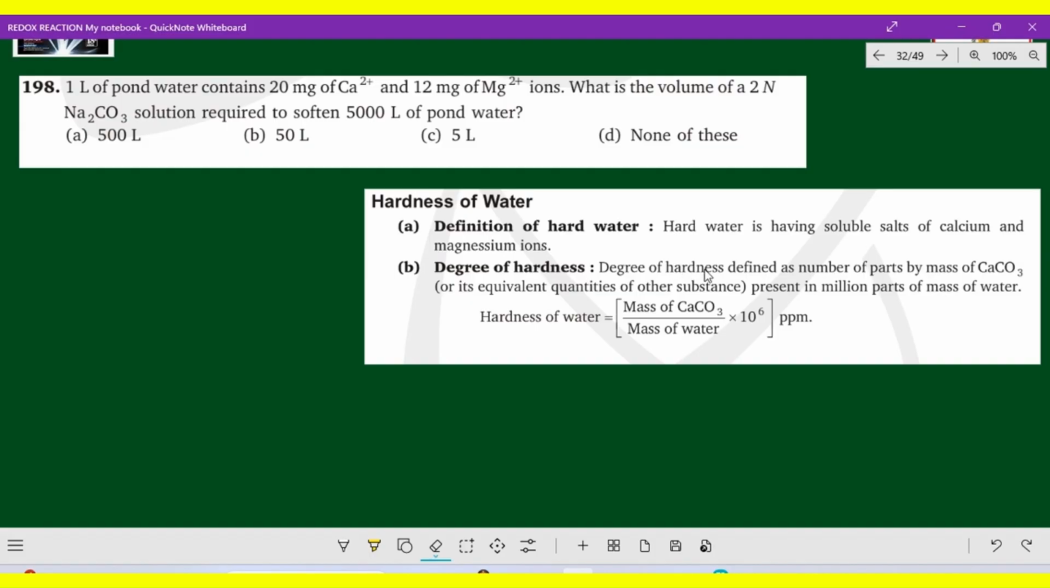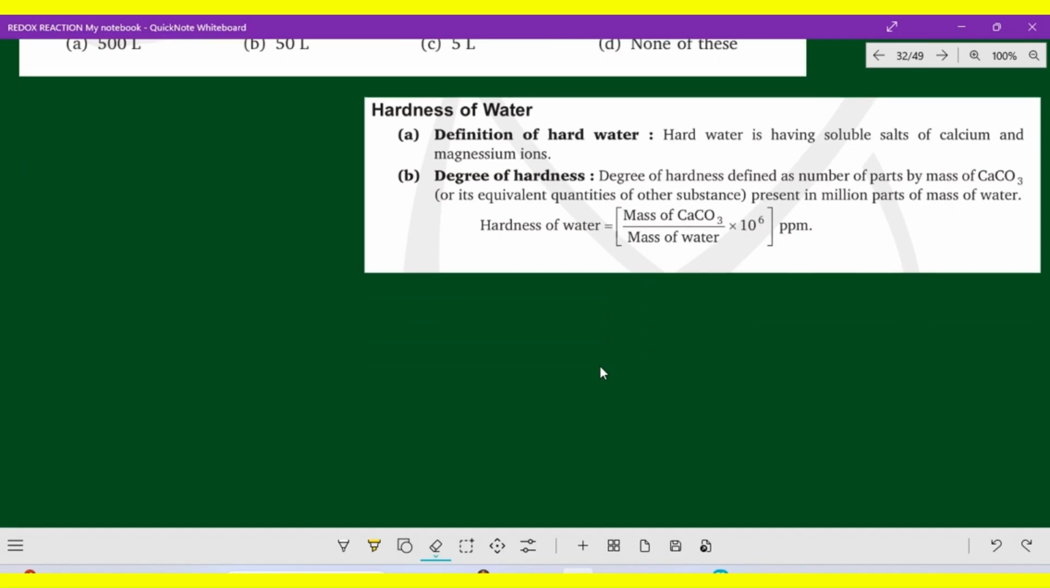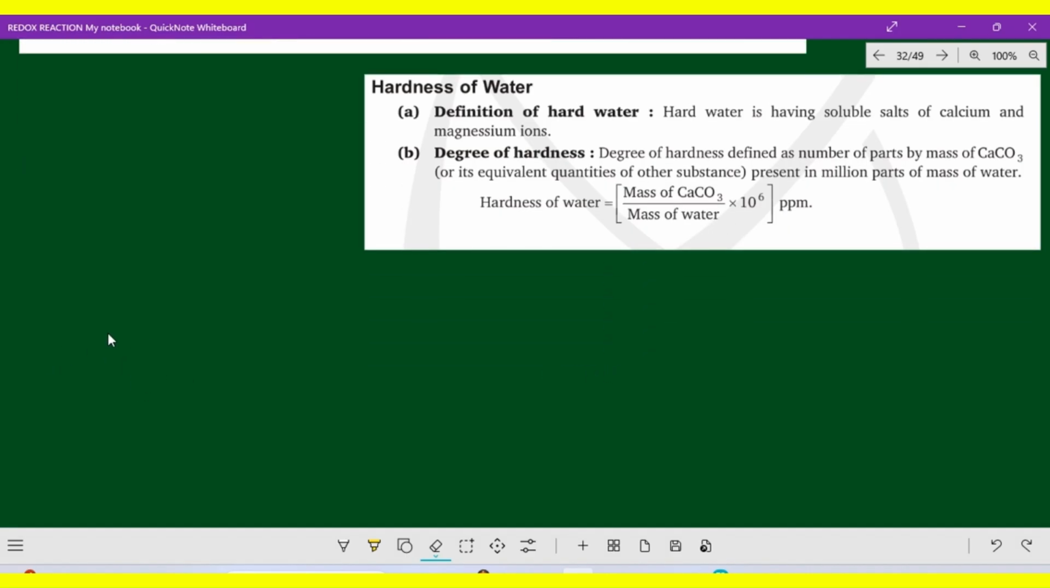The hardness of water, how do we remove that? It is due to soluble salts of calcium and magnesium ions. When we add calcium hydroxide or lime, they will be removed. Next point, how do we identify the hardness of water? It equals mass of calcium carbonate divided by mass of water into 10 to the power of 6, that is parts per million.